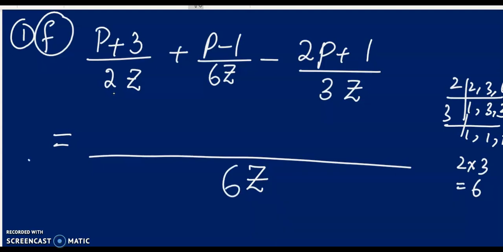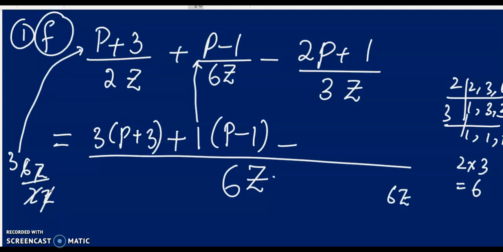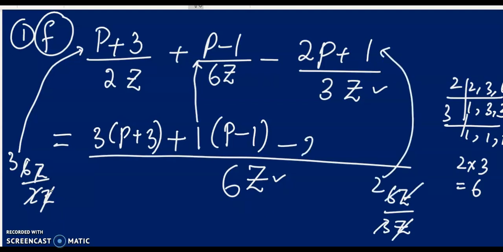Now we divide 6z by 2z and we get 2 3s are. So we multiply this 3 with p plus 3. Now plus 6z divided by 6z is 1. So we get 1 over here and we multiply it with p minus 1. Then negative sign. 3. Now we divide 6z by 3z. We get 2 over here. So we multiply 2 by 2p plus 1.